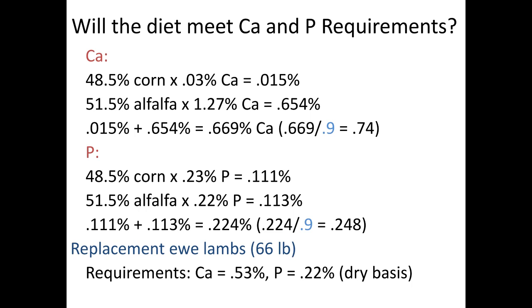Now we look at phosphorus. We determined that on a dry matter basis, the diet will contain 0.248% phosphorus. And compared to the 0.22% requirement, yes, it will meet the phosphorus requirements in the diet.